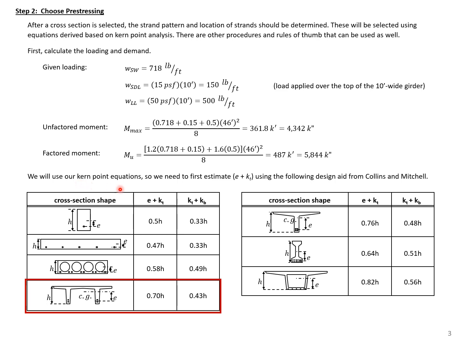Next, we need some approximate equations here for our eccentricity plus our top kern point. We have a double T section, so we'll use this 0.7 times h. But if you have another cross-section shape, you can just choose the appropriate value from the tables that I'm showing here, which are from the Collins and Mitchell textbook.